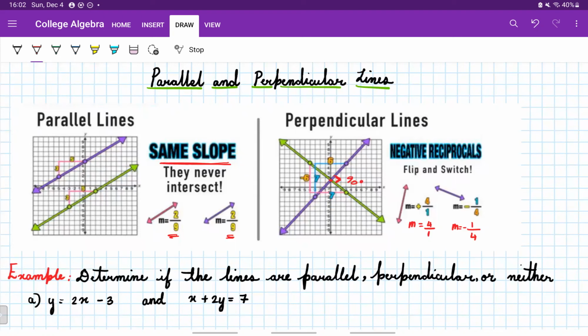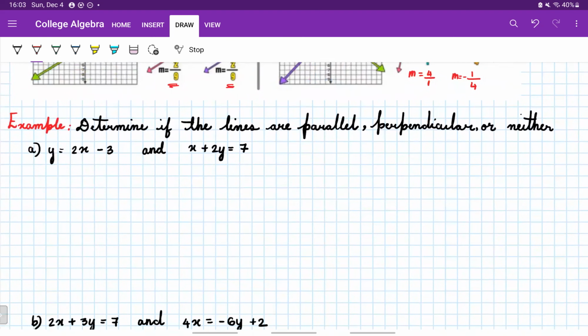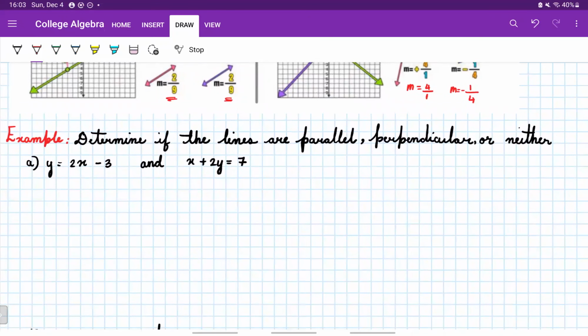So let us do a few problems and practice a little bit and see how we can find out if two lines are perpendicular or parallel, and if we are given one line, can we find another line which is either perpendicular or parallel? Okay, so the first question here is determine if the lines are parallel, perpendicular, or neither. Here we are given two equations, and we are asked to find if these two lines are parallel, perpendicular, or neither.